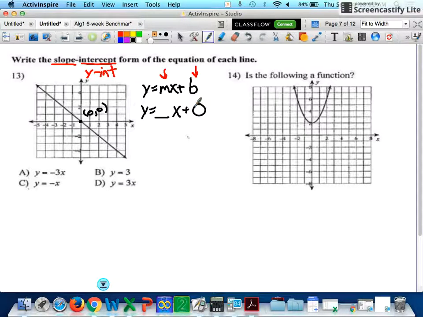Now to find the slope, I just have to pick another point on the graph that is at a vertex, and I need to count. Well, this very next point down here is at a vertex, so if I wanted to find the slope, I'm looking for rise over run.